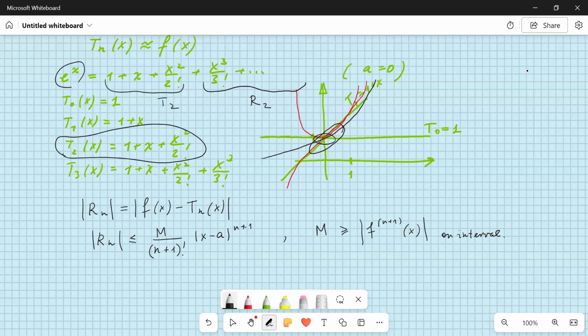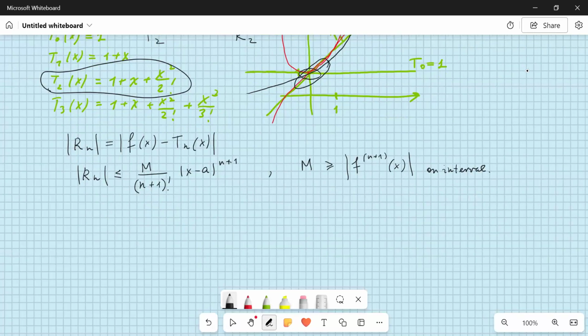Let's try to see how this is going to work. We understand that the remainder will go to 0 if we increase n to infinity. If we increase n over here to infinity, of course, there's going to be almost no terms left, or the remainder is going to become just very small. Of course, there are going to be infinitely many terms left.